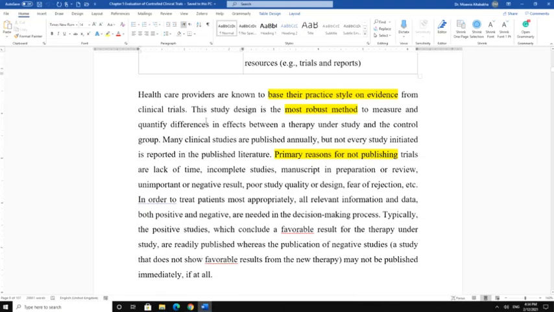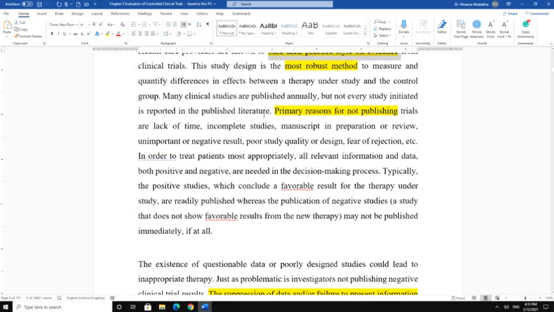Okay, as I said, usually healthcare providers base their practice on evidence, and the most robust or the best design to support change in therapy and to provide information regarding any difference in effect between the interventional group and the control group is the controlled clinical trial. But if you remember the chapter objectives, we said that some clinical trials are not published.